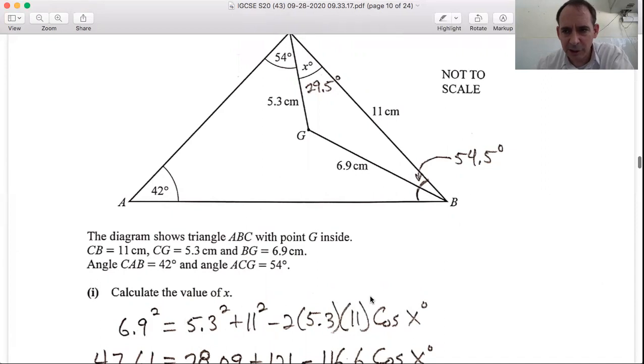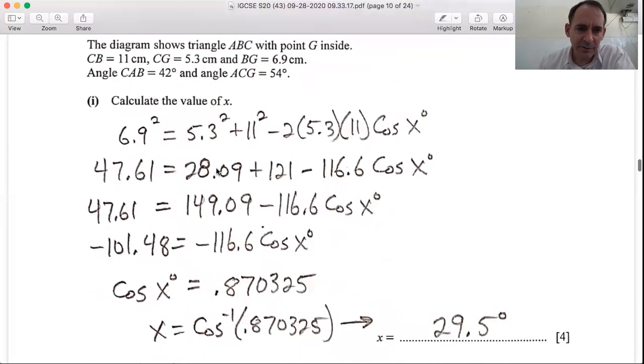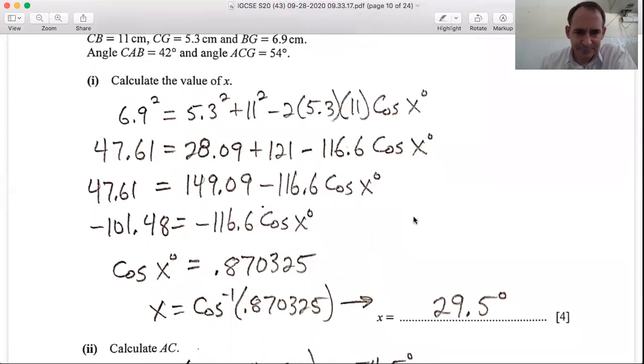We're going to use the law of cosines, by the way. This is the law of cosines. So the side that's opposite the angle that we're looking for, 6.9 squared equals 5.3 squared plus 11 squared minus 2 times 5.3 times 11, and then cosine of the angle that we're dealing with, which is X. So as we do all the squares, you get the second line.